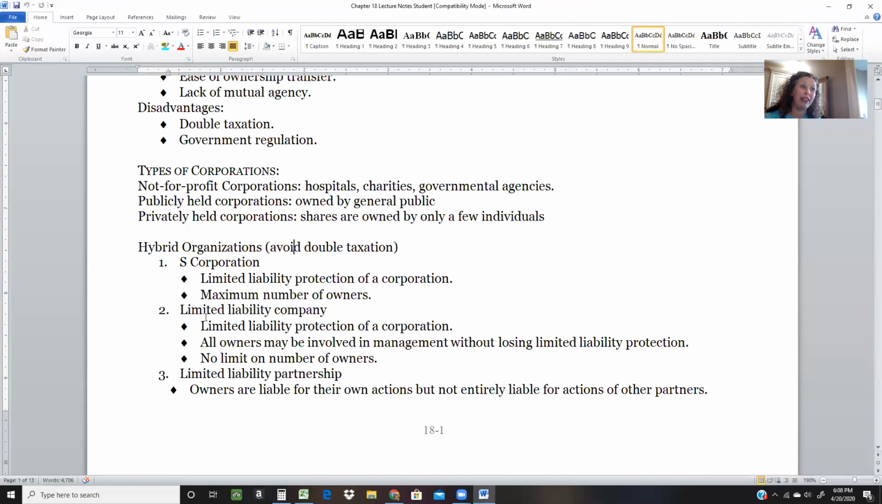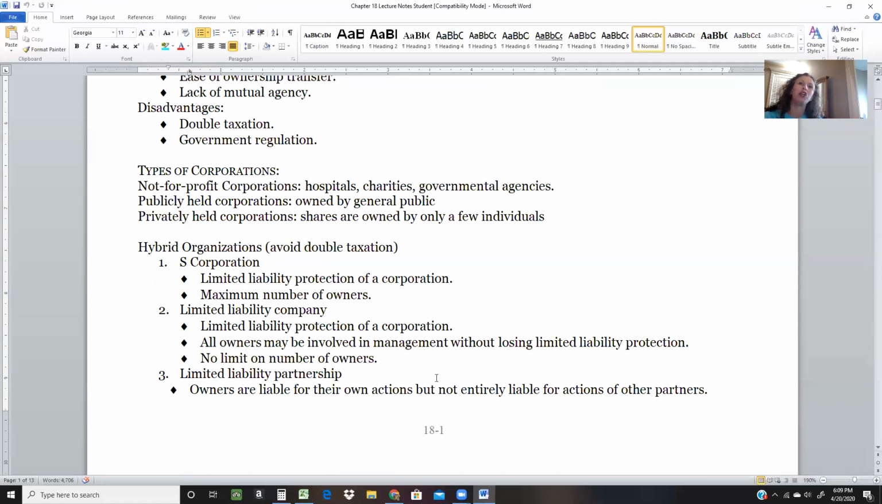Hybrid organizations are ones that have a little bit of different characteristics. A limited liability company is taxed like a partnership, but it has the liability features of a corporation. S Corps do have a limit to the number of owners, but they're protected like a corporation as well. A limited liability partnership is one where certain partners don't have to have full liability.